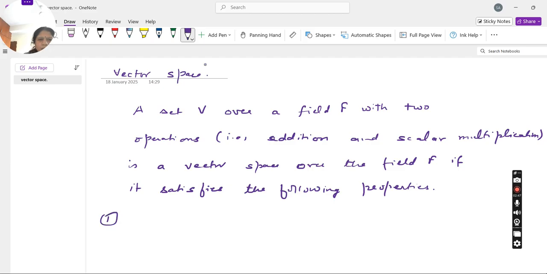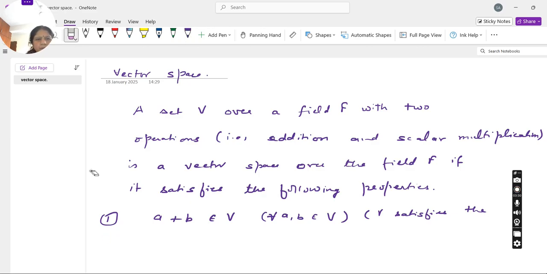First is closure: A and B are in V, then A plus B is in V. That means V is closed under vector addition, or V satisfies the closure property of vector addition.